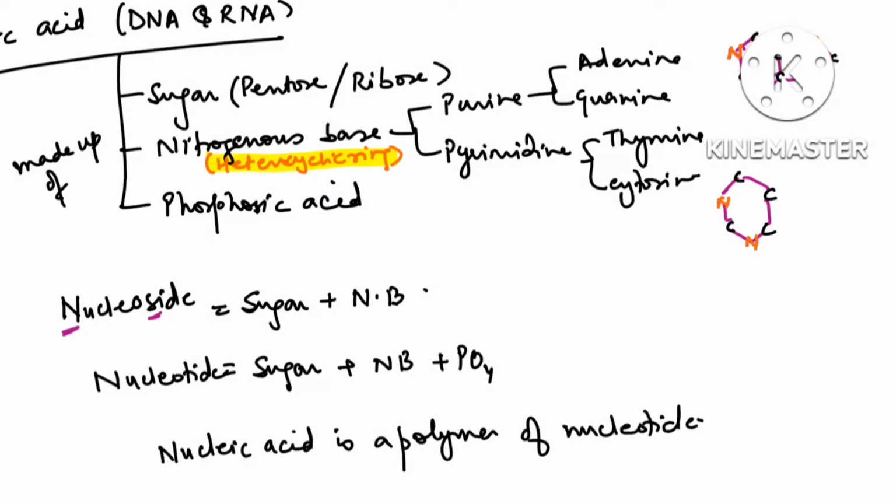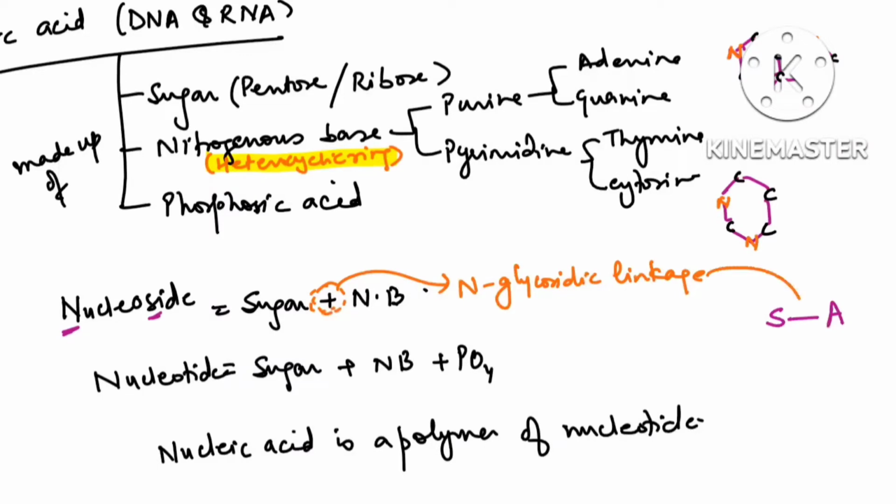Now, if you have studied molecular basis of inheritance, between sugar and nitrogenous base, which bond is present? You will say N-glycosidic linkage. Between sugar and phosphate, which bond is present? Let me draw the diagram here. So this is your sugar and this is your nitrogenous base. So this is your N-glycosidic linkage present here.